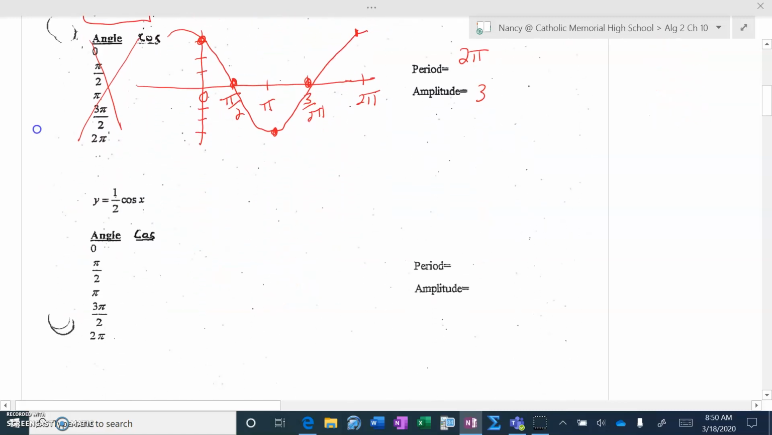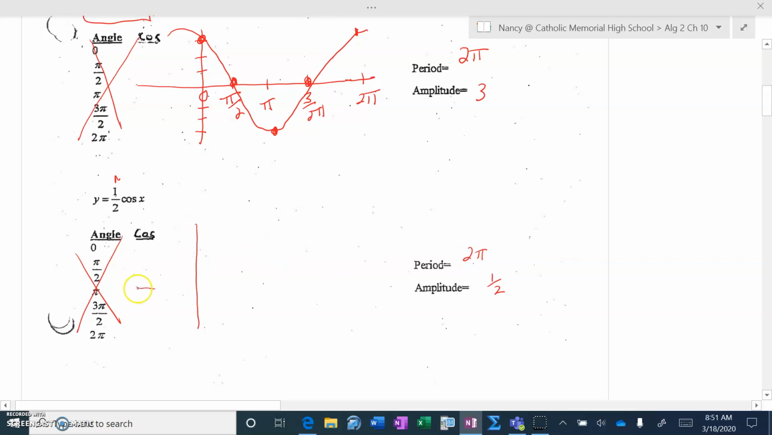If I look at the next one, again, we don't need an XY chart. I have an amplitude a value of 1/2. So that's actually going to shrink the graph. It's going to make it shorter. But the period, there is no period change. So it's 2 pi. So again, we'll just put our original critical numbers, which are our quadrantal angles.